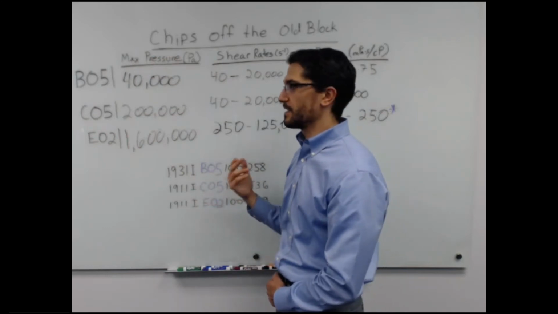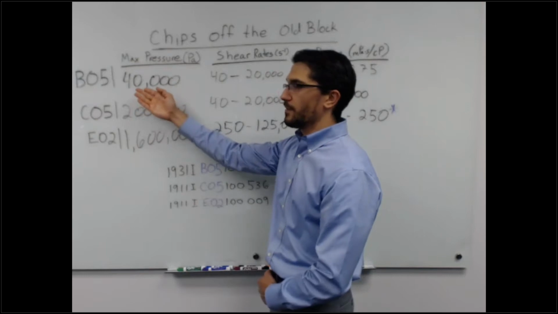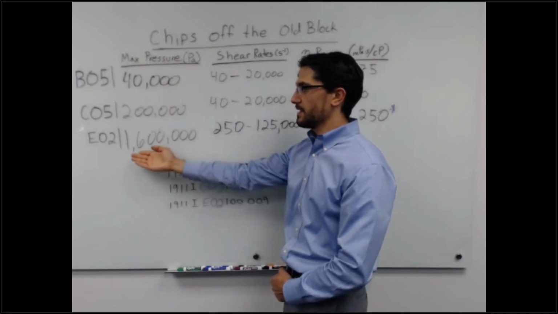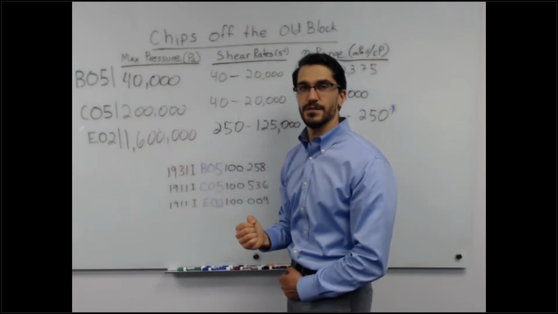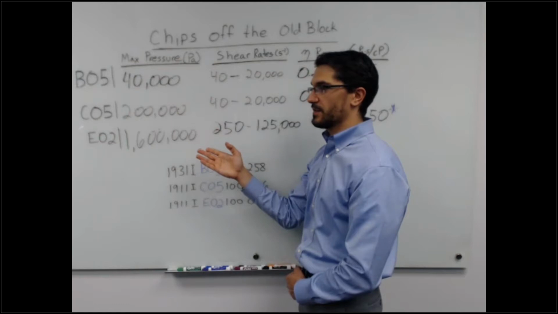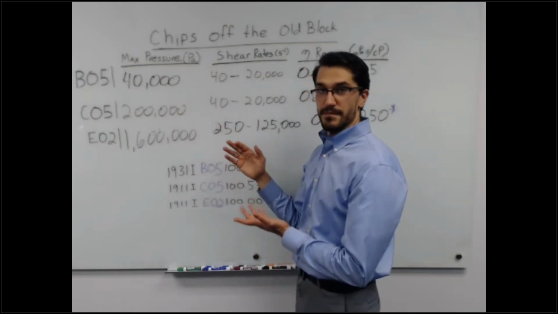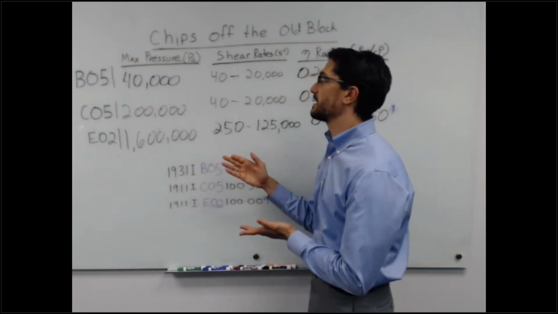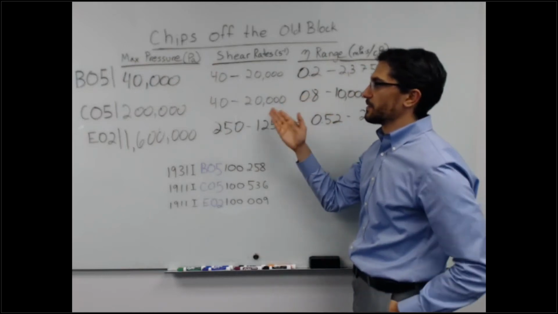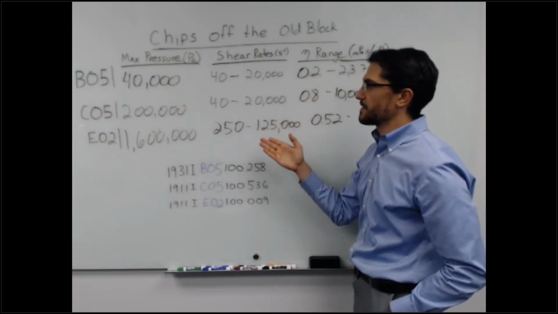The numbers on the side of these letters, so BO5, CO5, EO2, correspond to the two different channel depths that we have in the initium product line. So O5 corresponds to a 50 micrometer channel depth, while EO2 or O2 corresponds to a 20 micrometer channel depth. And these channel depths, in conjunction with the maximum pressure that the chip can withstand, dictate which shear rates you can explore while using your specific chips.